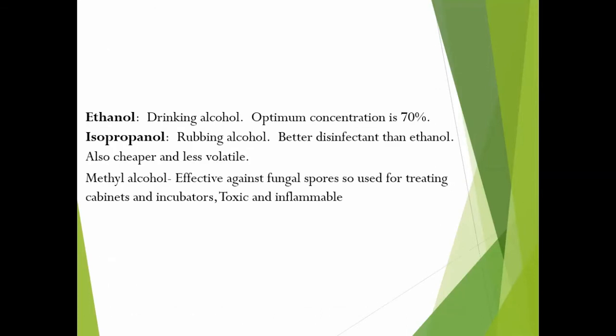Okay, next, ethanol. Drinking alcohol, optimum concentration is 70%. Isopropanol, rubbing alcohol, is a better disinfectant than ethanol. Also cheaper and less volatile. Methyl alcohol is effective against fungal spores, so it is used for treating cabinets and incubators. Toxic and inflammable.